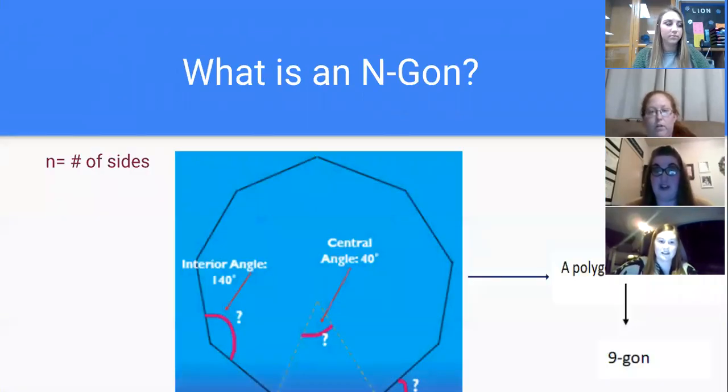Do you know what an n-gon is? Yes, it's basically just a polygon, but the way you write it is n-gon, and the n just stands for the number of sides that the polygon has. So for an example here, you have a figure with 9 sides, so it's going to be called a 9-gon.